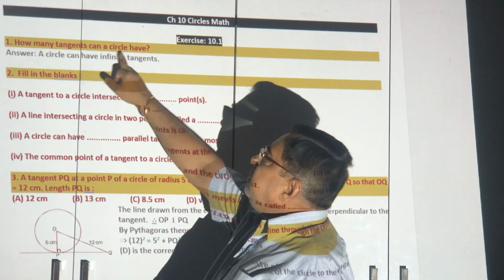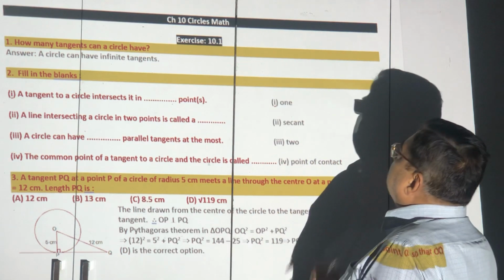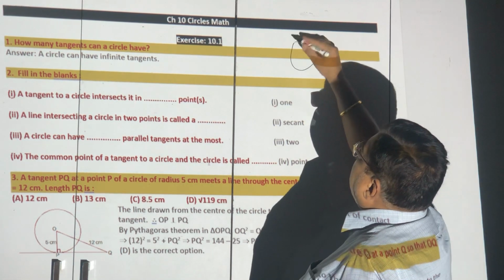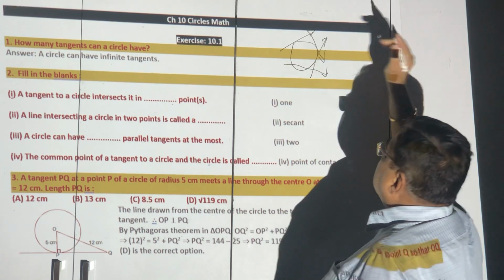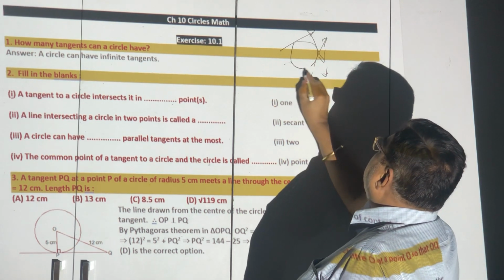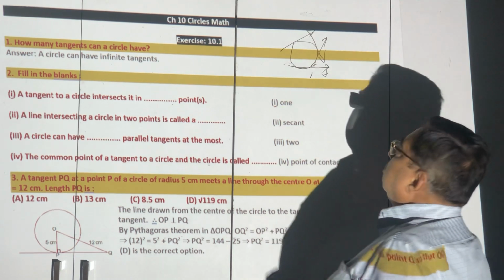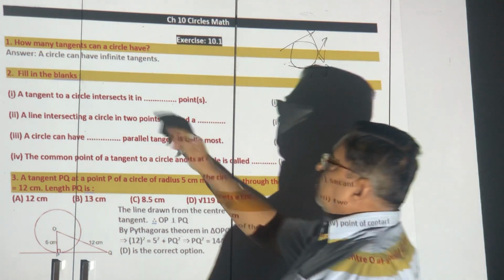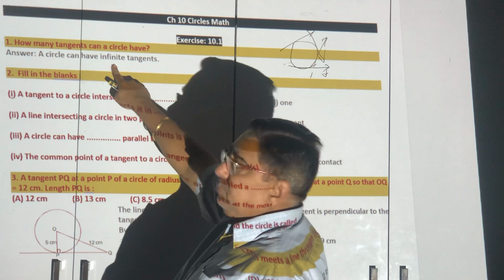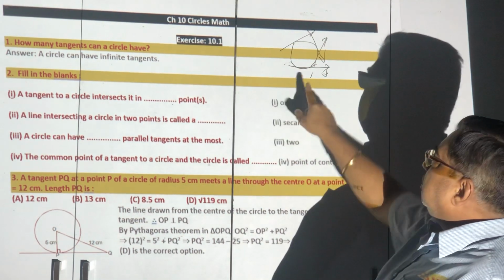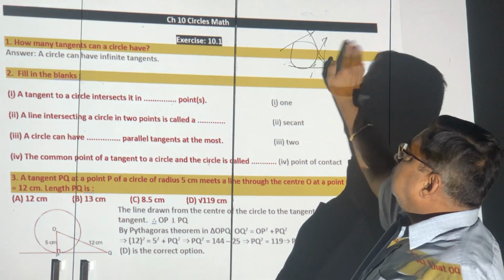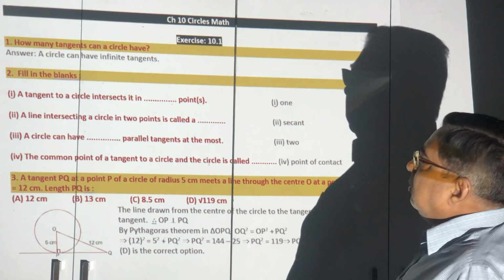How many tangents can a circle have? I have a circle and I have to draw tangents. Millions I can draw. Infinite. Cannot count. Go and draw it. A tangent touches a circle in one point. That is the answer to this.